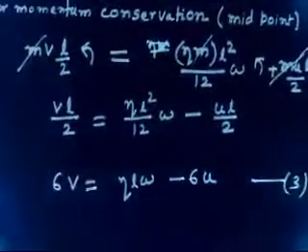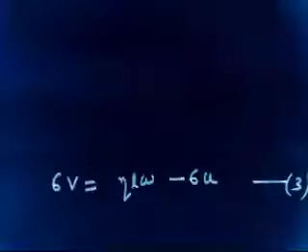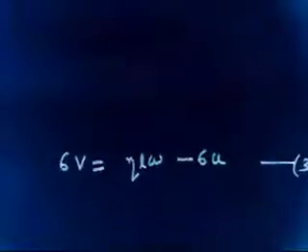Now we have three equations and three unknowns. Now it's one equation solving. So we have to find u and omega. Are you getting? I think all of you have written the top equations.